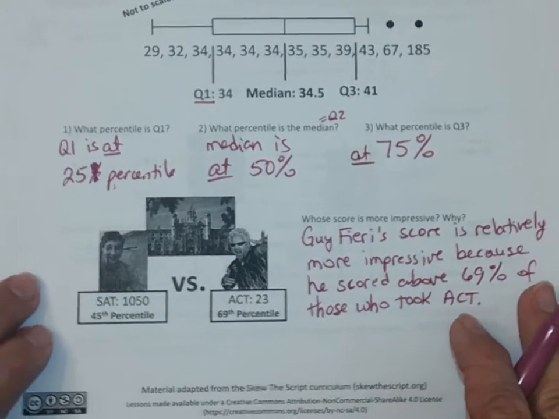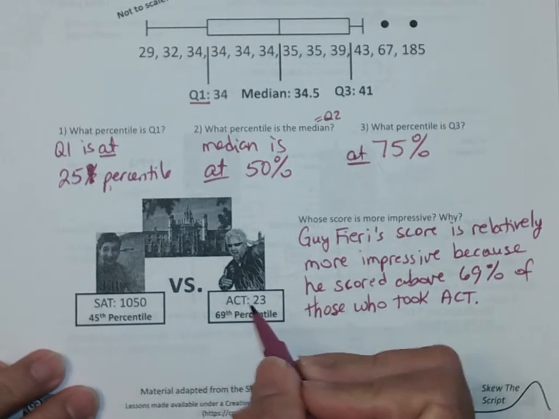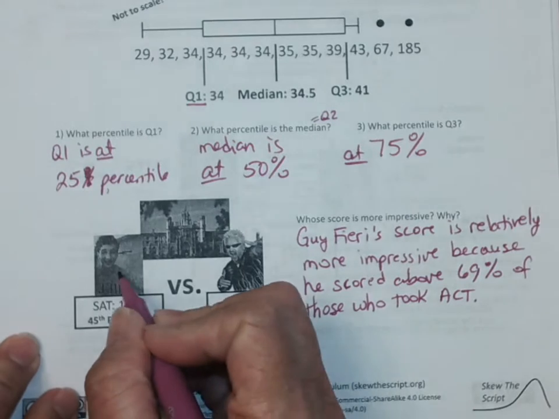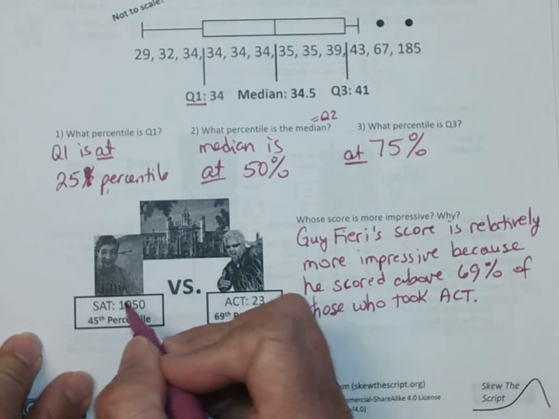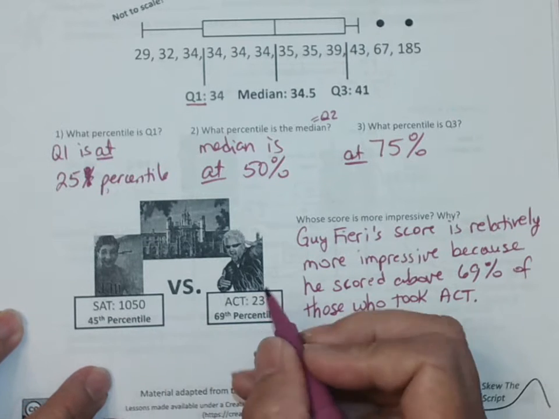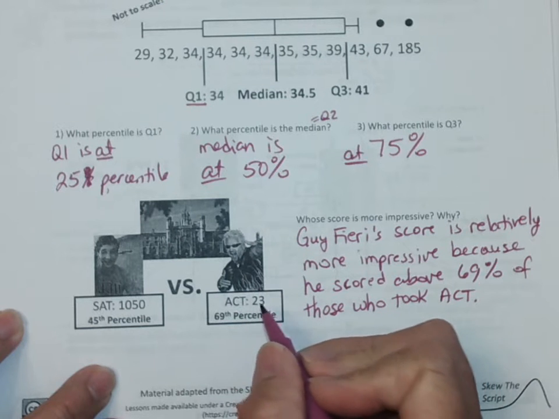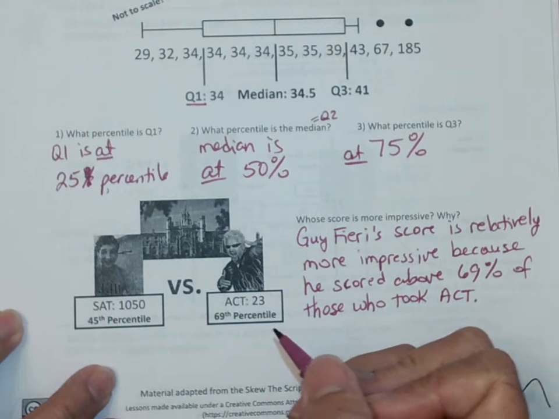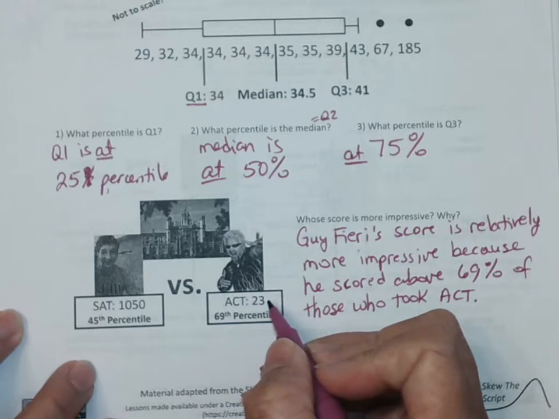Okay, so here we've got two people who've taken tests, one's taken the SAT, one's taken the ACT. This is one of the guys who teaches AP stats, so he made this up. So that's him, and he scored, at least what he's telling us, a 1050. Guy Ferrari, anyone like Guy Ferrari? He scored a 23. And if we want to compare them, I have to see what percentile they are.